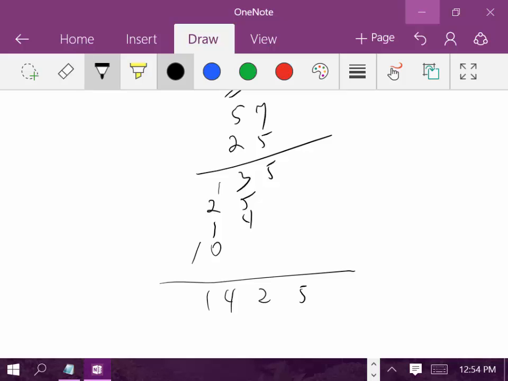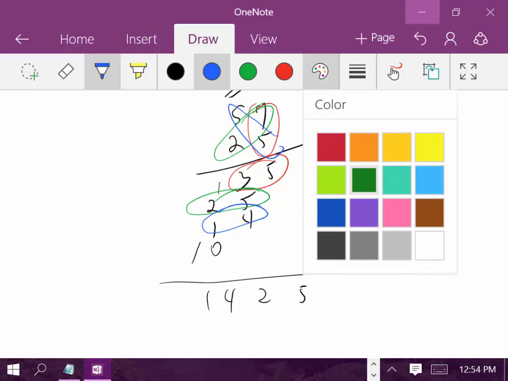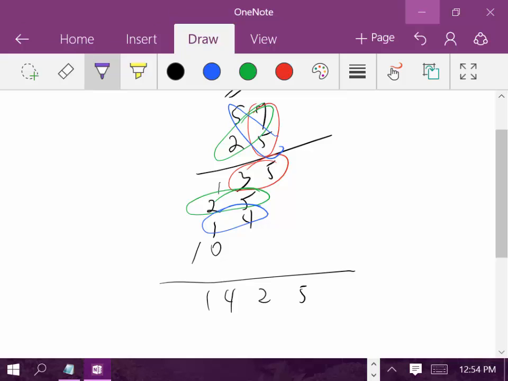But notice that I did 4 multiplications. When I multiplied these 2, I got this answer right there. When I multiplied these 2, I got this answer. When I multiplied these 2, I got this answer. And when I multiplied these 2, I get this answer. And I add those up.